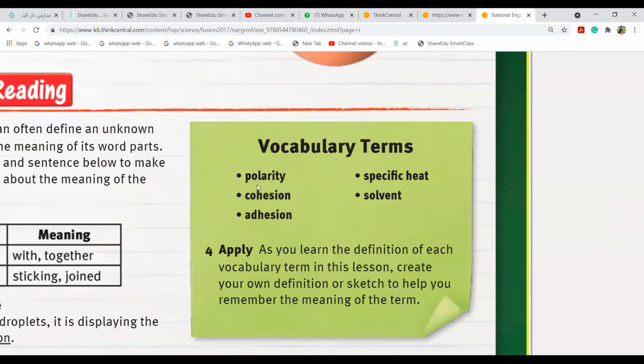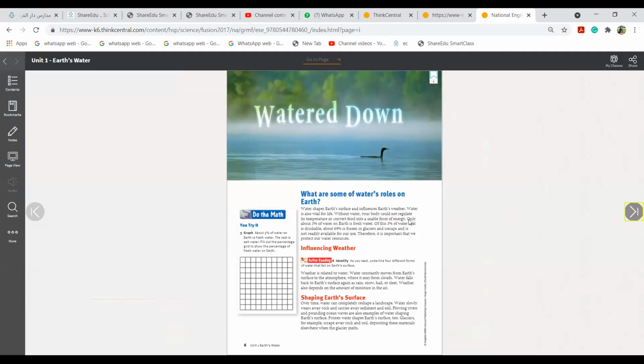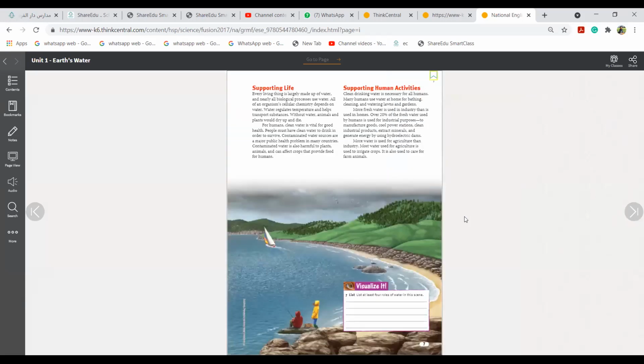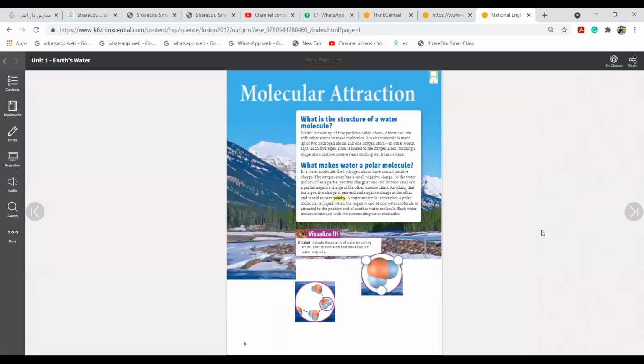And the vocabulary terms, please, one of you read them out. Polarity, specific heat, cohesion, solvent, and adhesion. In addition, we spoke about how much water there is on the earth and how much we are using, how it is supporting our daily life. And then we spoke about polarity.